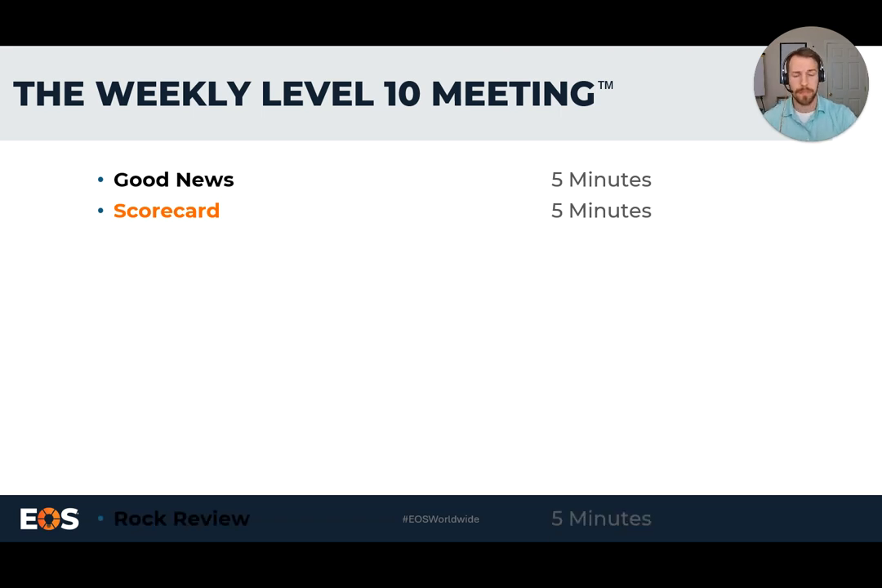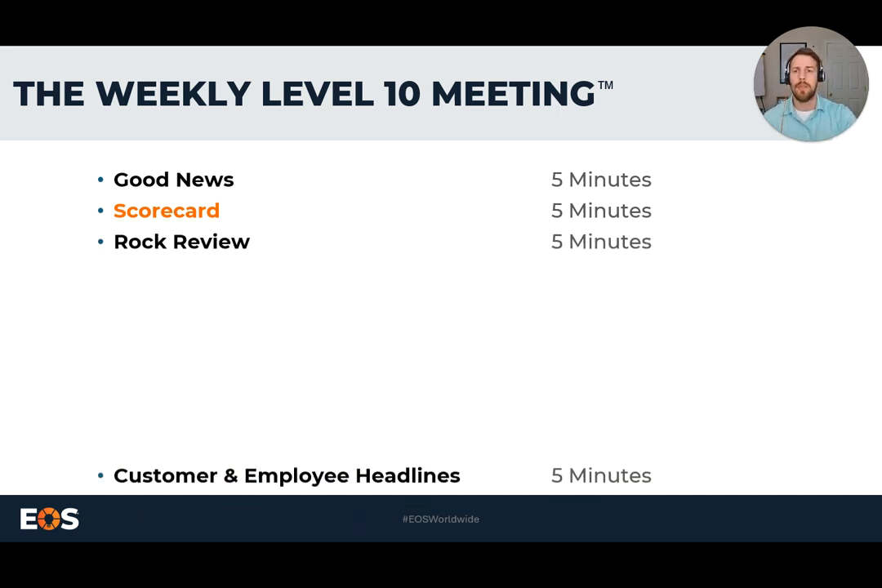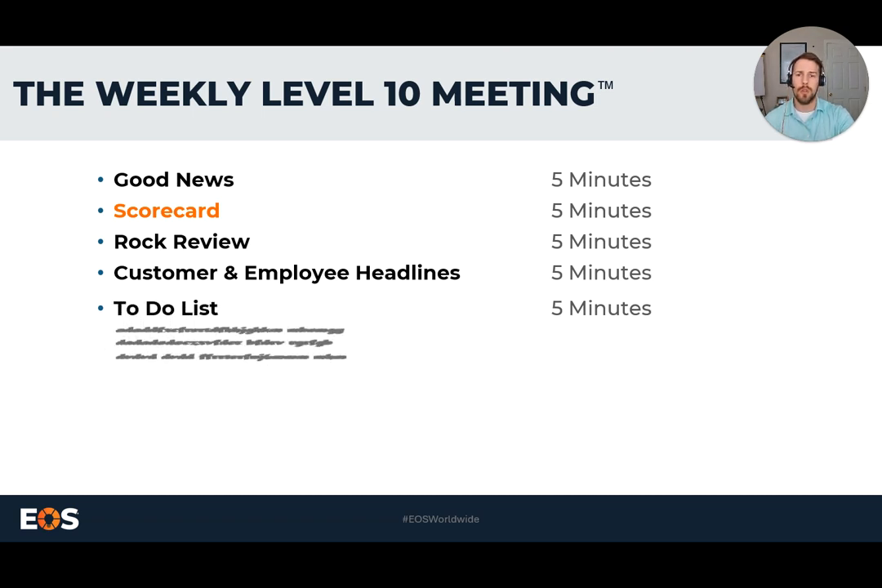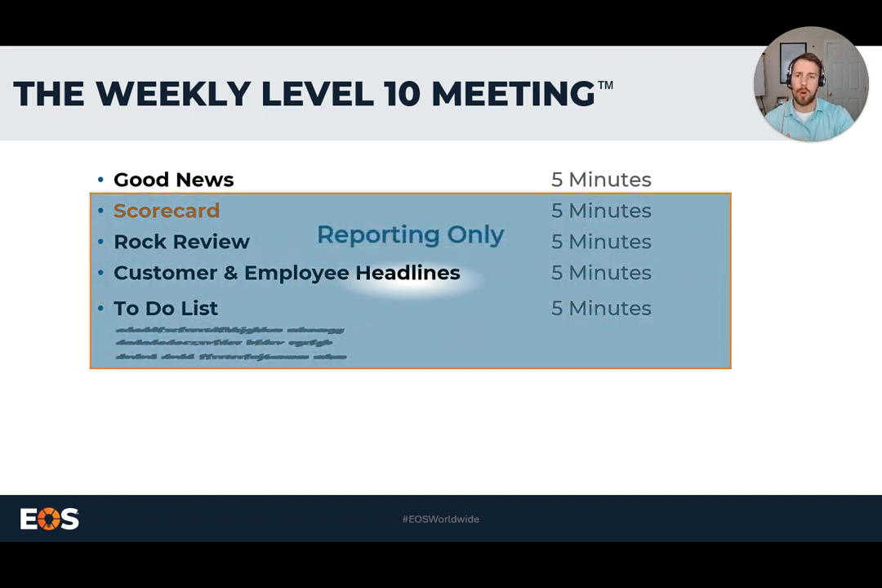That's a great example. You also do a rock review in the Level 10 meeting. You go over customer and employee headlines. You do a to-do review, and then that's all reporting. That's what you're doing for the first about 25 minutes. You're just reporting on the business. If there's ever an issue, if anything's ever off track, if anything's not done, you just simply say, drop it down.